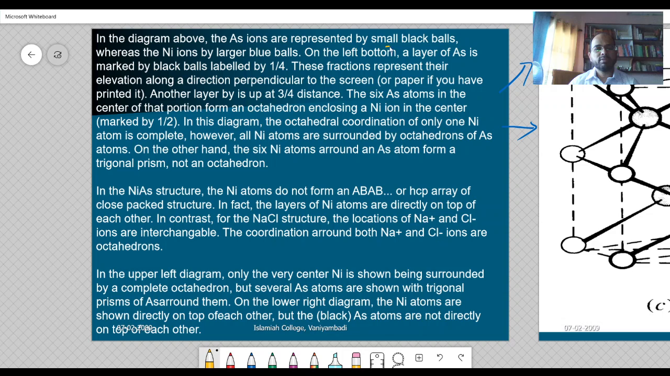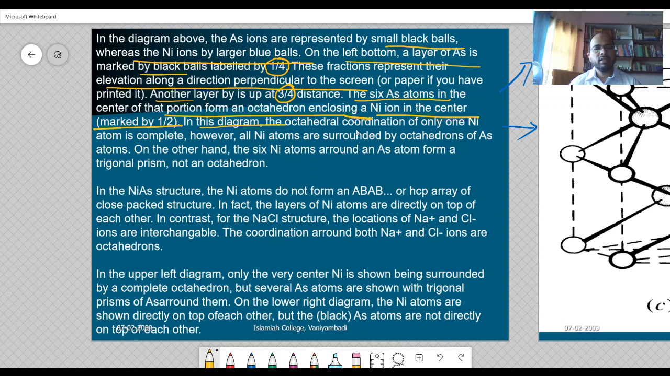As atoms are represented by small black balls, while the nickel ions by larger blue balls. On the left to bottom, a layer of As is marked by black balls like 1 by 4. These fractions represent their elevation along the direction perpendicular to the screen or paper if you have printed it. Another layer is set up at about 3 by 4 distance. The 6 atoms I have already explained, and the explanation is written there. 6 arsenic atoms in the center of the portion form an octahedron. So the octahedron is also written, and Ni at the center is marked by 1, 2.